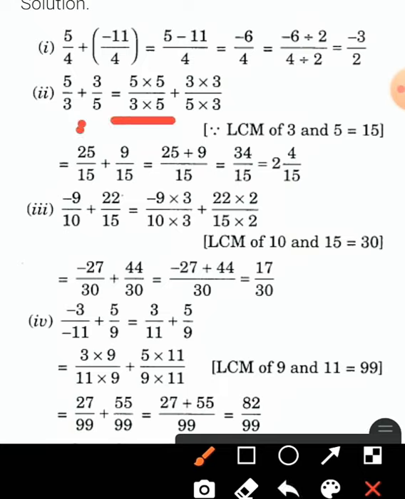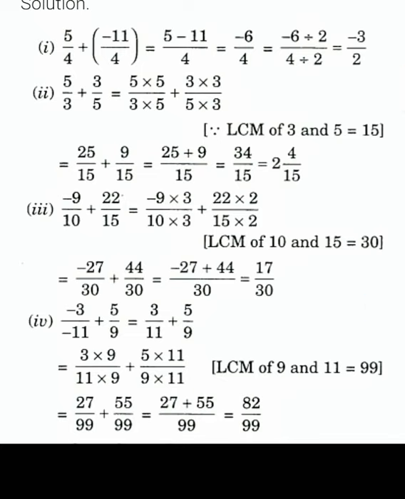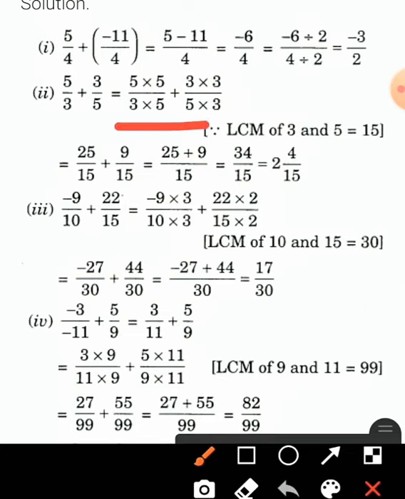Plus now coming to second fraction, that is 3 upon 5. So 3 upon 5, again 5 how many is 15? So 5 3s are. So we will multiply the second fraction by 3 and first fraction by 5. Okay, hope this step is clear to you. We are just taking LCM, nothing else.